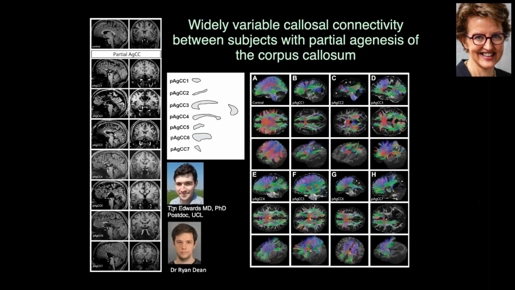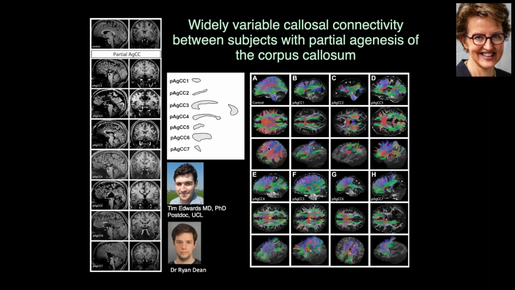And so here, this is work done by Tim Edwards, an MD PhD student when he was in our group, and Dr. Ryan Dean, who's a senior scientist in the group. What I'm showing you here are some of our participants that have partial agenesis of the corpus callosum. So this is where there's a small callosal remnant. And Tim and Ryan have outlined this partial remnant here, just at the midline. And you can see it's quite variable. And then the tractography for each participant is shown over here.